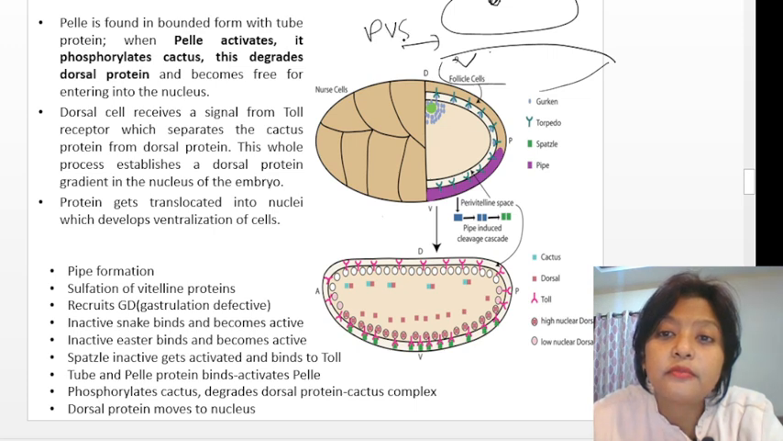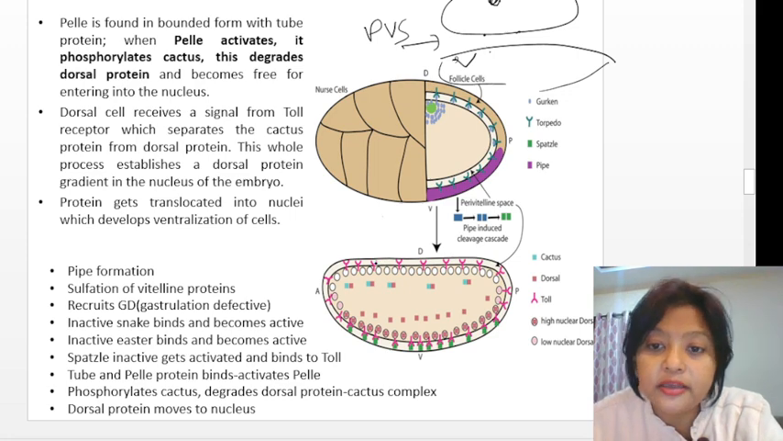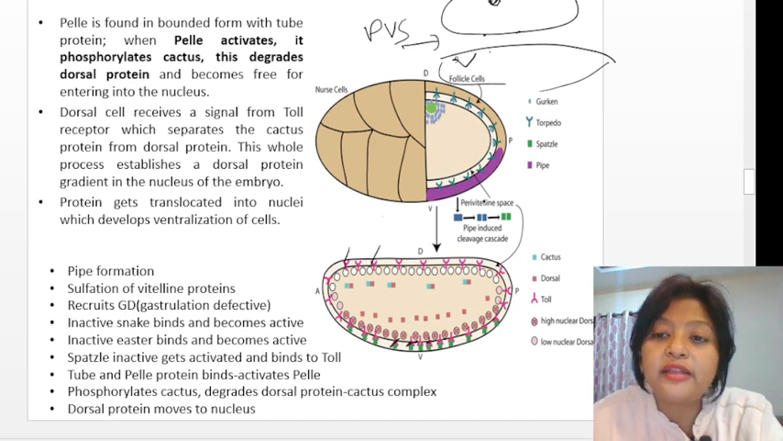So what is happening out here? There are some Toll receptors present in the oocyte. I think the structure doesn't have that. Okay, here there is. So you can see there are some Toll receptors present out here, these pink ones. So what happens inside this membrane? What is happening here?